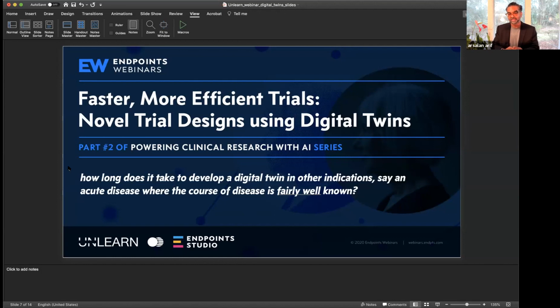Okay. Let me follow up this question with this question here, which just came in. How long does it take to develop a digital twin in other indications, say an acute disease where the course of disease is fairly well known?